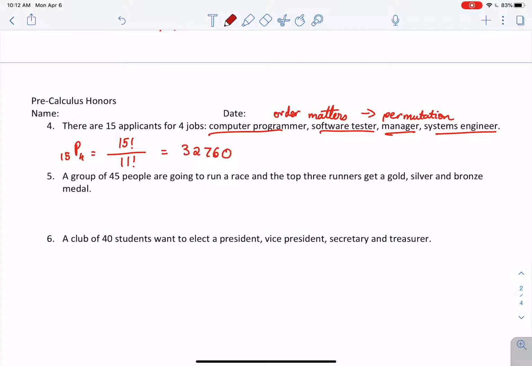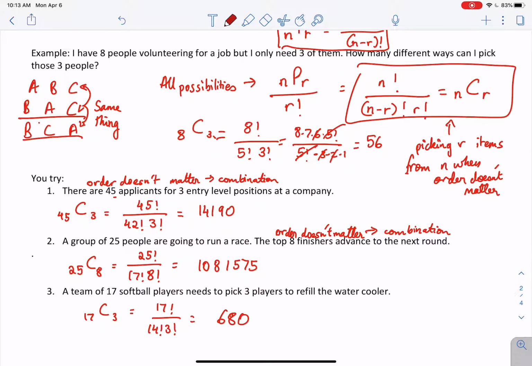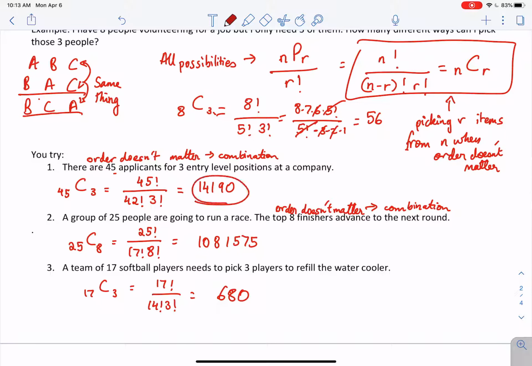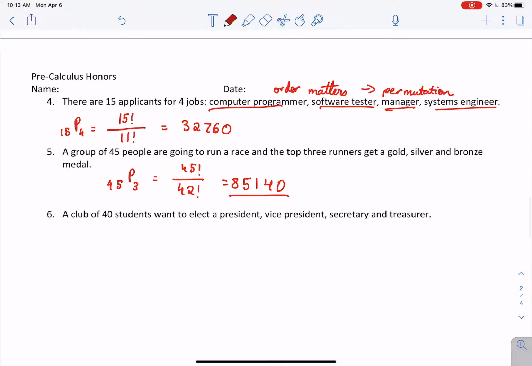Again, for the next one, the top 3 runners get gold, silver, and bronze. So the gold, silver, and bronze order matters. So this is 45 P 3, which is 45 factorial divided by 42 factorial. Which is 85,140. Right, this is similar to the first one, 45 applicants for 3 positions. But notice here the combination, because we got rid of redundancies, was only 14,000 possibilities. Whereas here, with the redundancies added in, we had 85,000 possibilities.